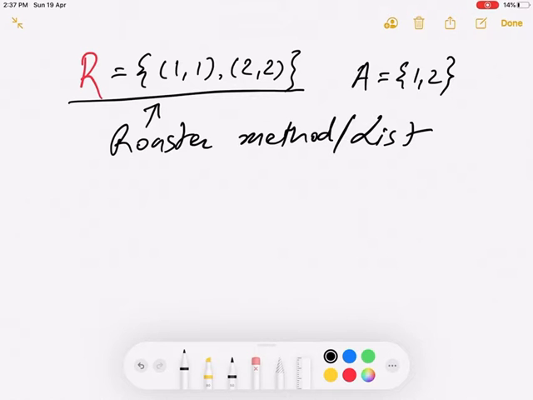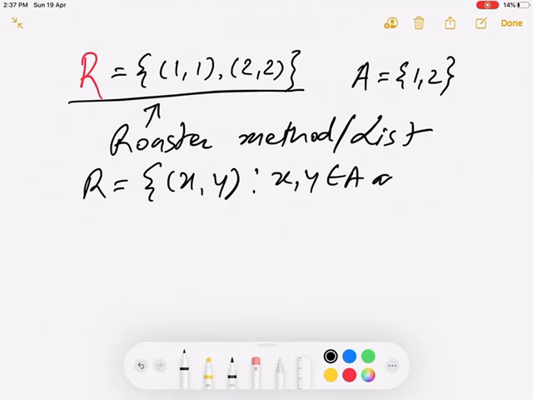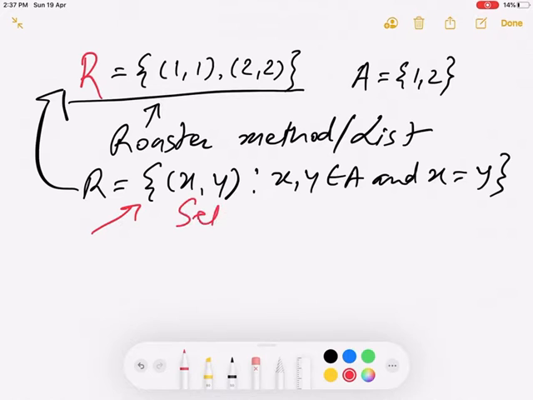Now, I can also write in another manner. I can write R as the set of all (x, y) such that (x, y) belongs to A and x is equal to y. If I write R in this manner, it will give me only these two ordered pairs which we got in the previous relation. But if I write R in this manner, this is known as the set builder method of writing a relation. We had already done this in 11th standard. So this is known as the set builder method of writing the relation.